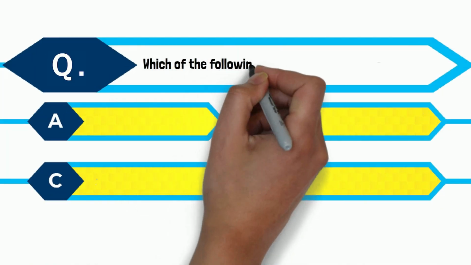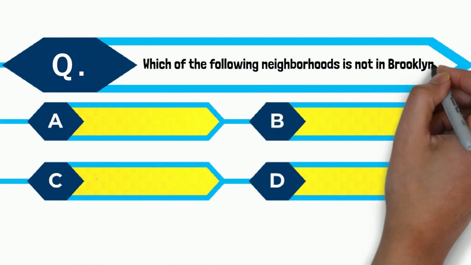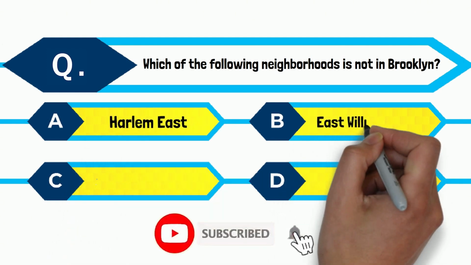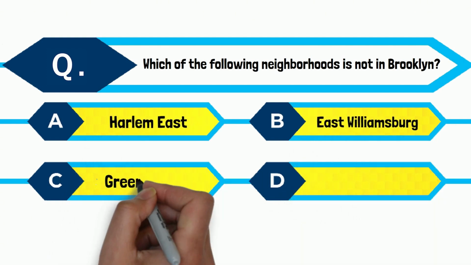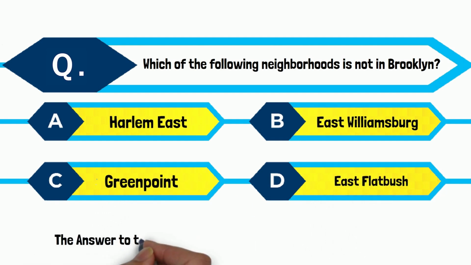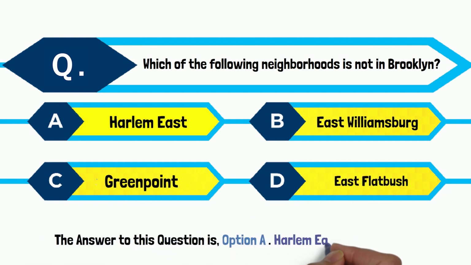Which of the following neighborhoods is not in Brooklyn? Option A, Harlem East. Option B, East Williamsburg. Option C, Greenpoint. Option D, East Flatbush. The answer to this question is option A, Harlem East is in Manhattan.